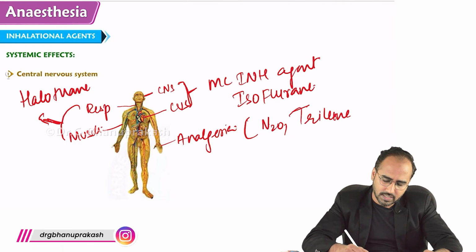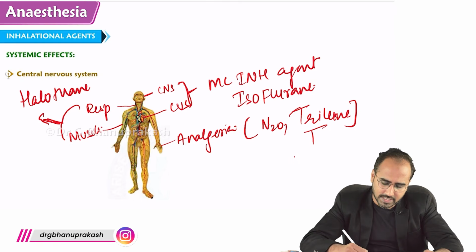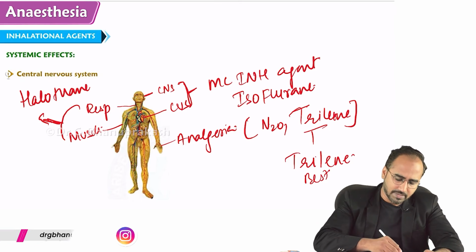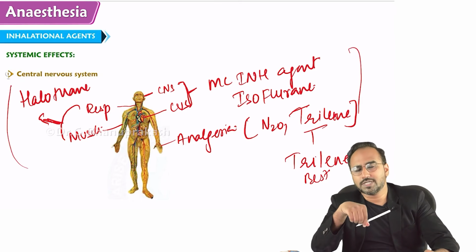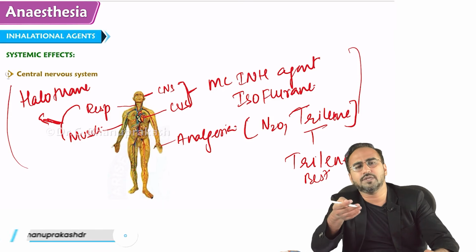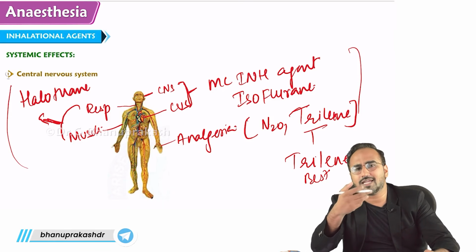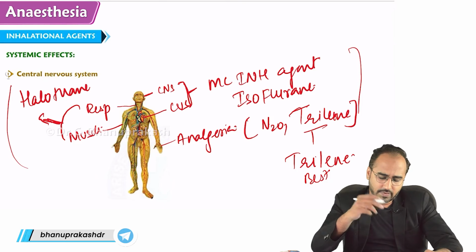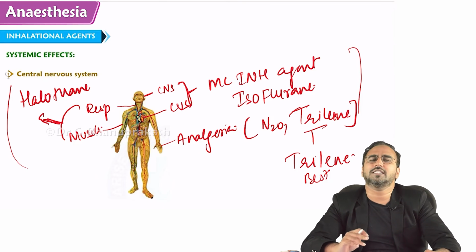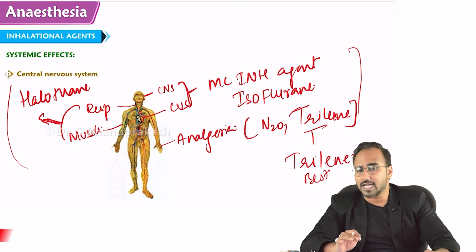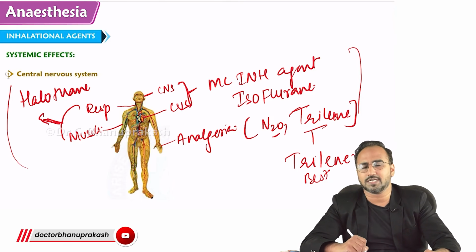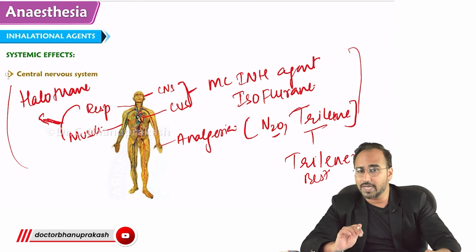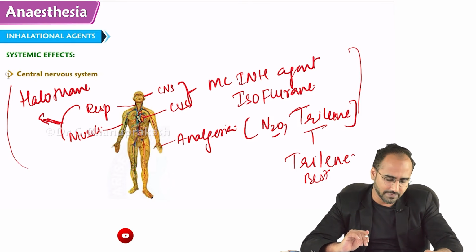The best analgesic inhalational agent is trilene. The best is what, guys? Trilene. Okay. So the summary of inhalational agents we need to remember: for CNS and CVS, most commonly used is Isoflurane, whereas for the respiratory system and muscle, the most commonly used is halothane. What are we left with? Analgesia. In analgesia, the inhalational agents having analgesic property are nitrous and trilene. That's regarding the summary of inhalational agents.